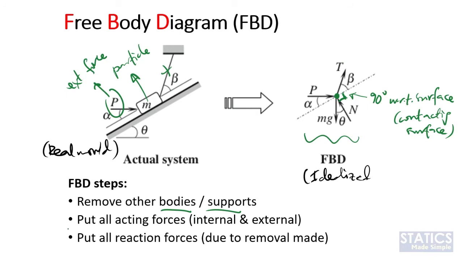Drawing FBD is very simple. Remove other bodies and supports. When you remove other bodies and supports, you have to replace the effect of other bodies and supports on your particle or rigid body that you are interested in.